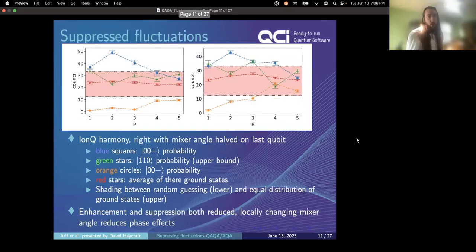Next, I'm going to show you the results when we apply the suppression. We can see that this effect is present when we locally change the mixer angle to reduce these phase effects. As you can see, the patterns on the left and right are still similar, even with the noise present.